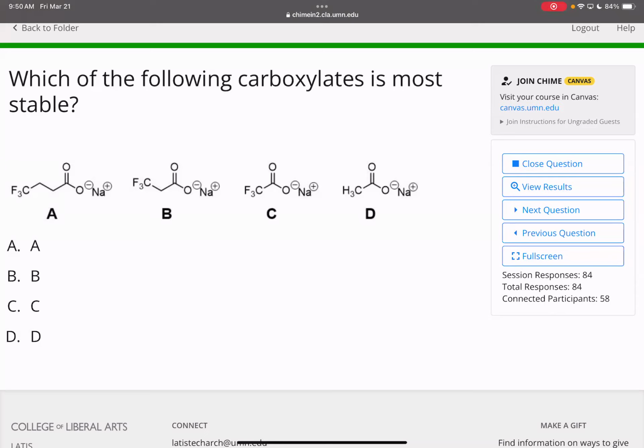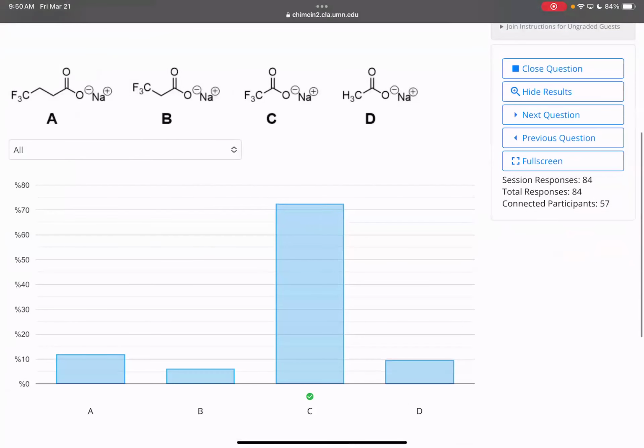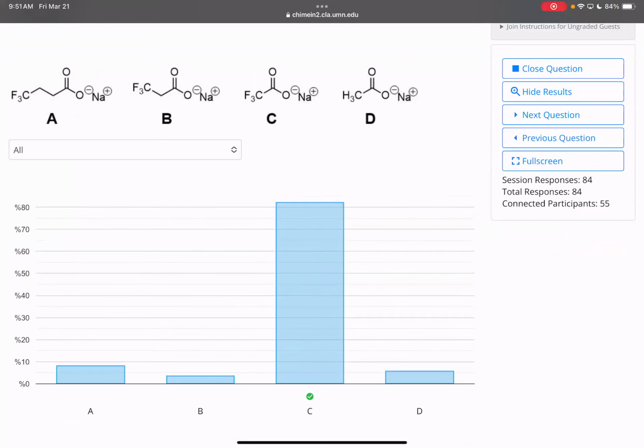Give 10 more seconds, get your answers in. All right, see what we got. Yes, good job. Okay, C is the correct answer. It has CF3, so we have three very, very electronegative atoms, the closest to the carboxylic acid. That's great. So it combines these two inductive effects that we've been talking about.